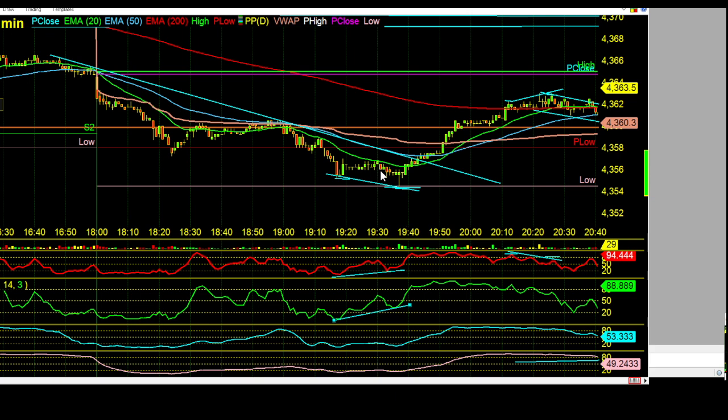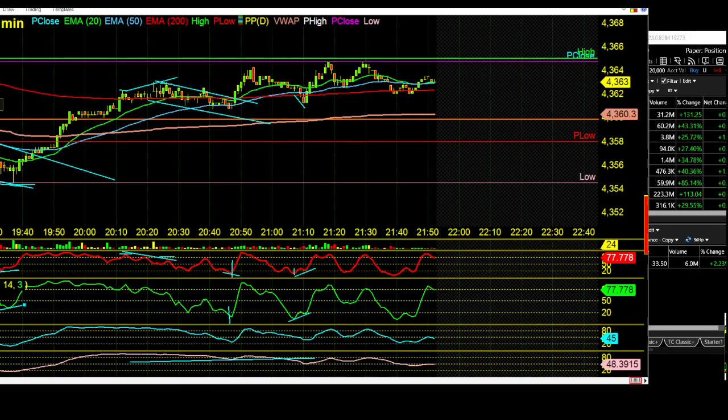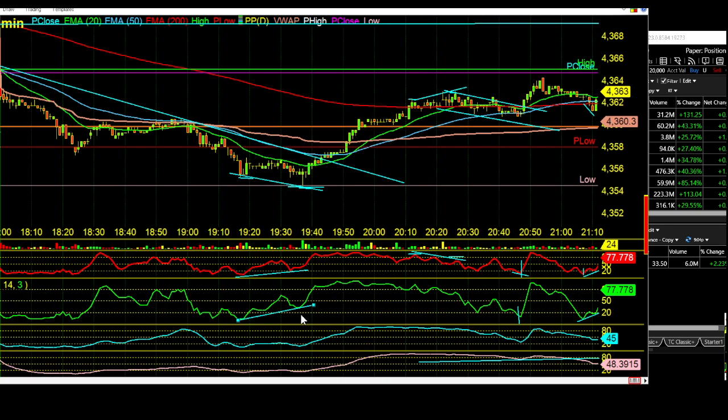And the overnight divergence, that was really, really good. All right, number 1, 2, 3, 4, 5. Number 5 here, never pass up a steep divergence. These are your money-making trades. And the steeper the divergence, we talked about this also, especially on the 14.3, especially on the 44. I haven't seen any 44s. That's the next rule, though.